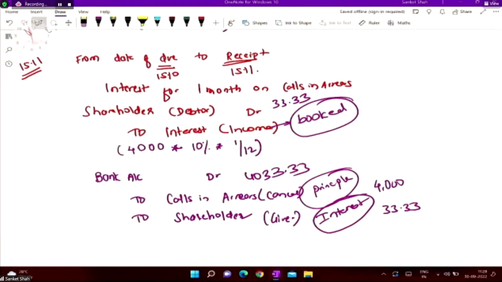Equity share allotment account debit to equity share capital is the first entry. Then bank account debit, calls in arrears account debit to equity share allotment. Very good. When interest is charged, shareholder account debit to interest. And when calls in arrears received, bank account debit to calls in arrears to shareholder. Very good, beta. Asha, very good. Very good, beta.